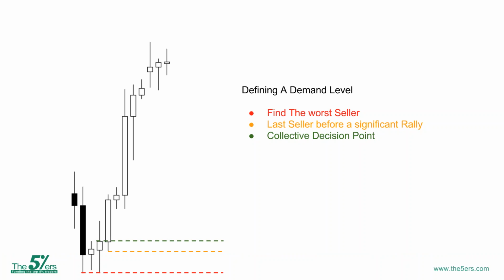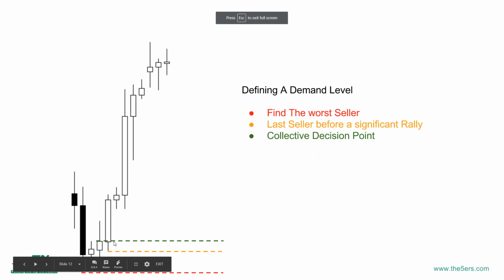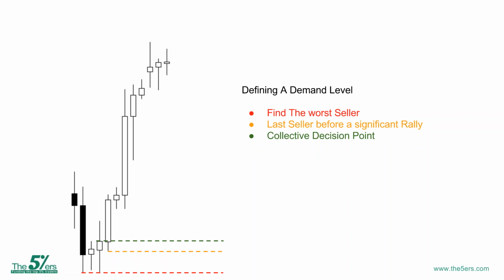We're going to define a zone that will show us two barriers, the upper and the lower. The lower barrier, in the case of a demand zone, will be the lowest trade that ever happened. We call it where was the worst seller, where was the person that sold at the cheapest price to the luckiest buyer.